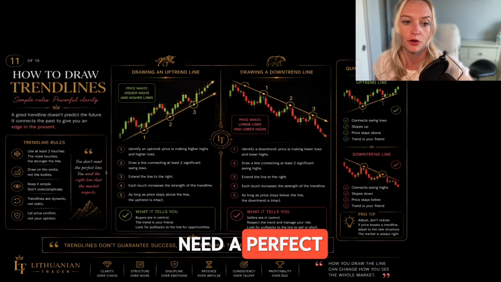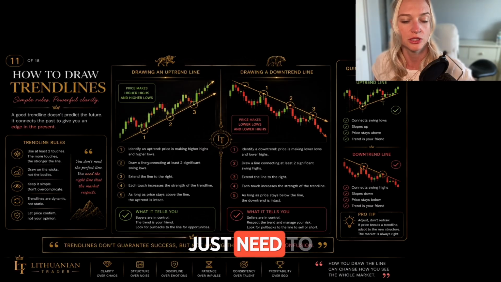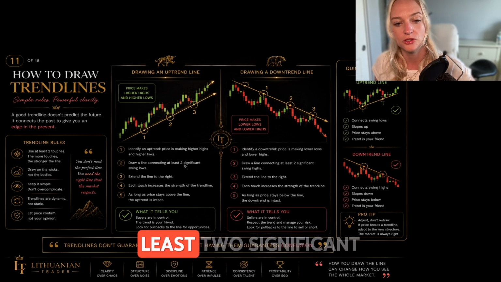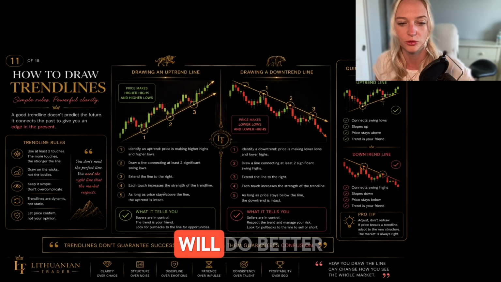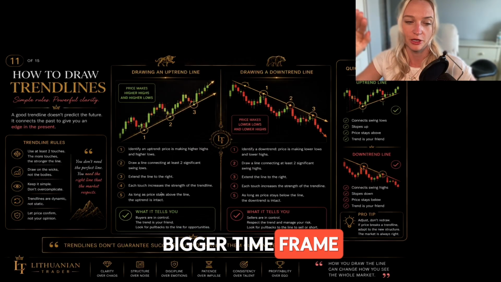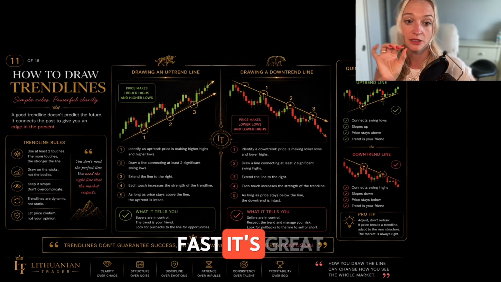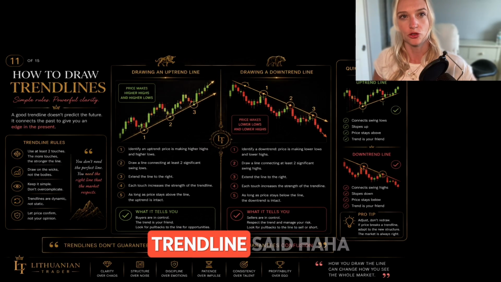And you don't need a perfect line. This is what I mean. You don't need a perfect line. You just need to know which direction it's going. Identifying the uptrend or the downtrend takes at least 2 significant points, they say, but I think a little bit more will do better. On a bigger time frame, you get to see more also. On a smaller time frame, it moves so fast, which is great, but it could also fake you out.